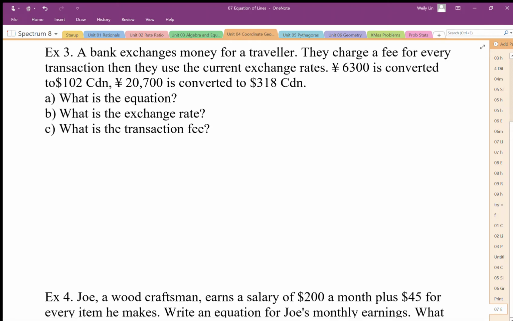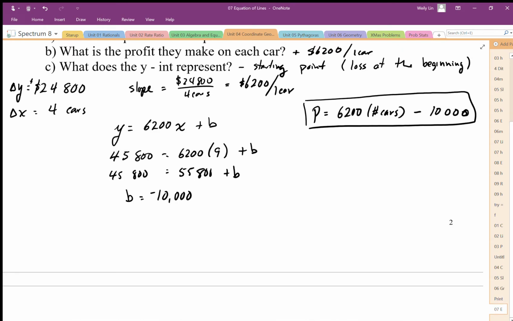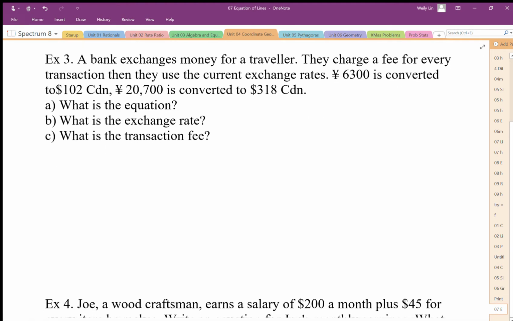So a bank exchanges money for a traveler, and they charge a fee for every transaction they do. The currency exchange rate: it looks like 6,300 yen converted to $102, and 20,700 yen converted to $318. So what is the equation? And what's the exchange rate?